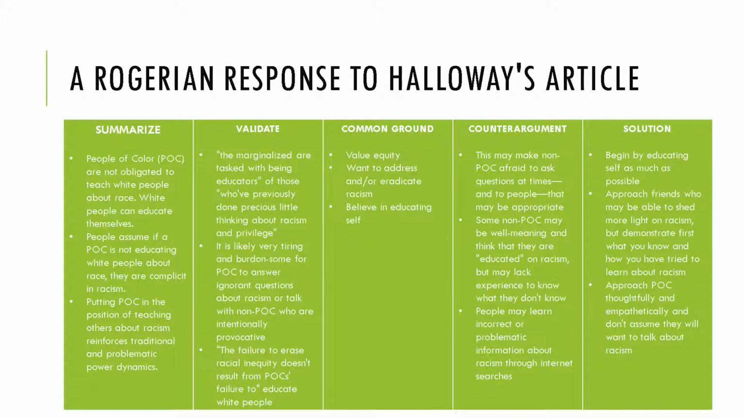And then, so again, trying to conclude, if you're writing a Rogerian response, you're trying to move forward, either find a solution or at least pull from both viewpoints to keep the dialogue going. Some of the points you might make would be to begin by educating yourself as much as possible, obviously. Approach friends who may be able to shed more light on racism, but demonstrate first that you know what you know and how you've tried to learn about racism.